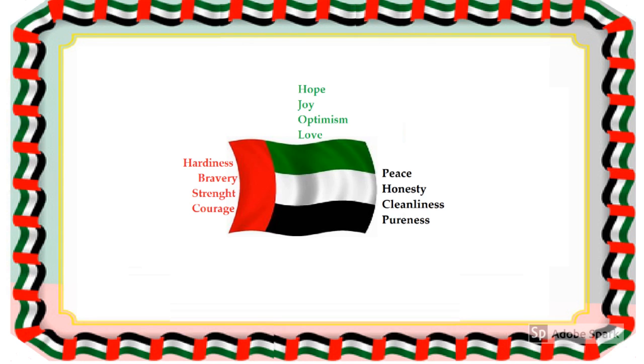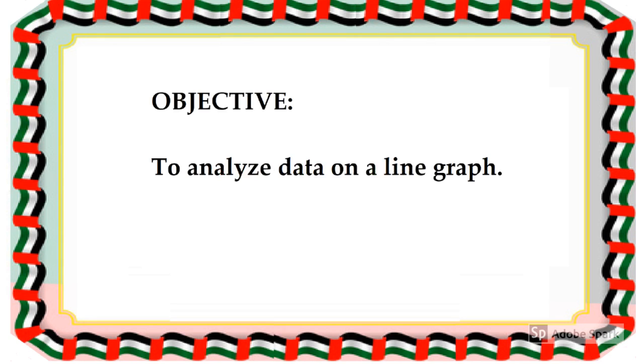We are always honest, right? We are always telling the truth. I am always telling you inside the class, tell the truth, right? In this lesson, we are going to analyze data on a line graph. Data are information that are usually numbers.